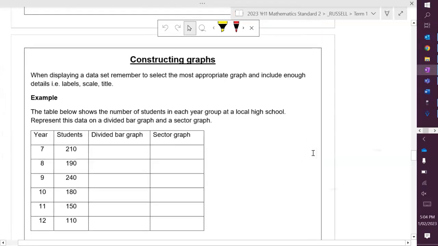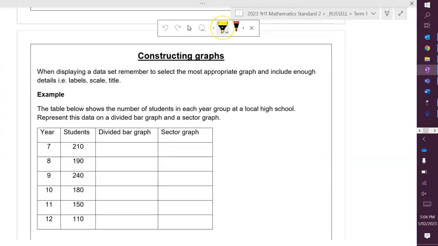This lesson we're looking at constructing graphs. So when displaying a set of data, we need to remember to select the most appropriate graph and include enough details. So select the most appropriate graph and make sure we include details like our labels, our scale, and make sure you remember to put a title.